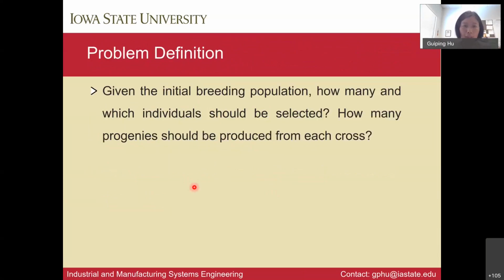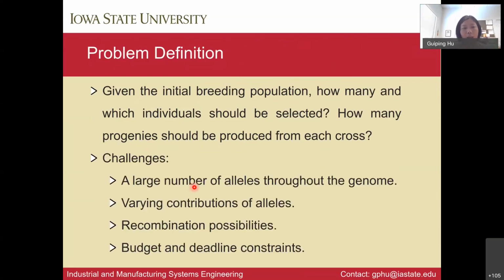So in the look ahead, or in genomic selection in general, the problem definition is that given the initial breeding population, how many individuals should we select? And how do we pair them up? And how many progenies should we produce in each of the crosses? And some of the challenges include, when we are really dealing with real breeding, a large number of alleles throughout the entire genome.